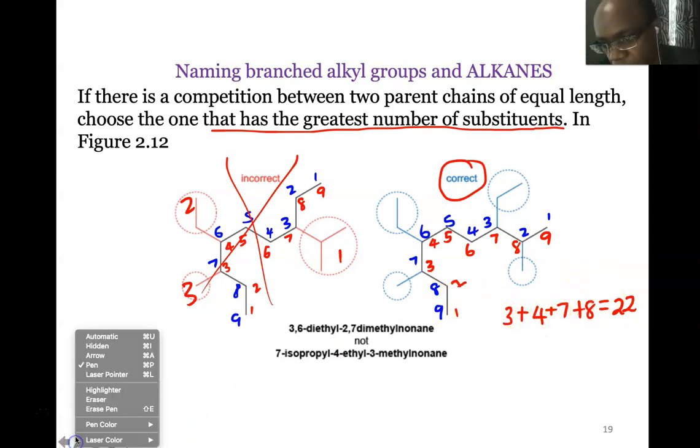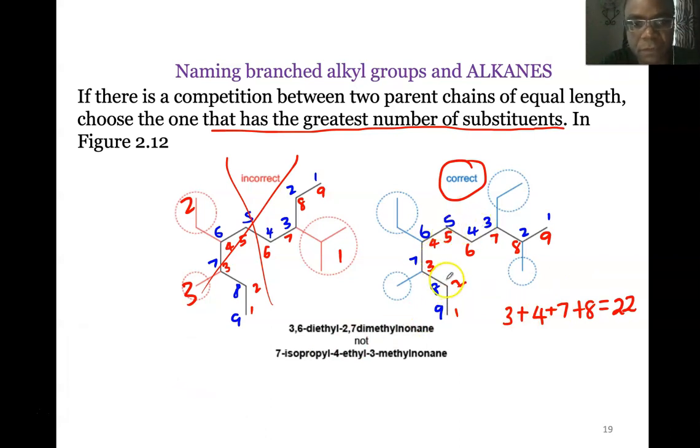For the blue one, if you sum the substituent locations, there's a 7, there's a 6, and there's a 3, sorry, here, and then there's a 2. If you sum them up, you get 18, which means that the blue numbering is the correct one and not the red. So disregard the red. We've just proved that the blue numbering is the right one.